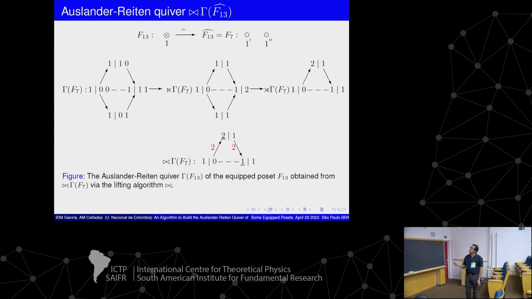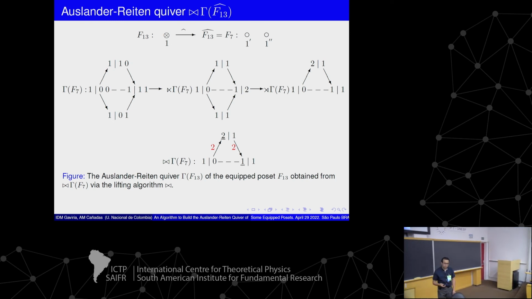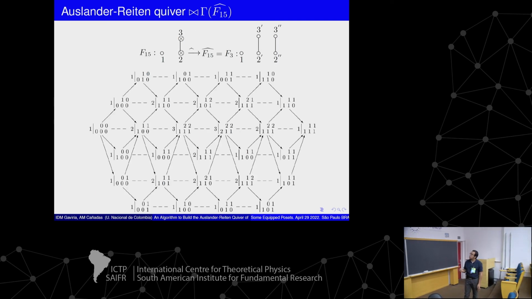Then here, you can see that this vector dimension is equal to this vector dimension. Then you glue this vector dimension with this vector dimension here, and you obtain this element here. And here you need to divide the dimension by 2, also here by 2, because you are gluing these 2 points. And you obtain this Auslander-Reiten Quiver here, and this is the Auslander-Reiten Quiver of this equiposet. Yeah? This is the form for computing the lifting algorithm.